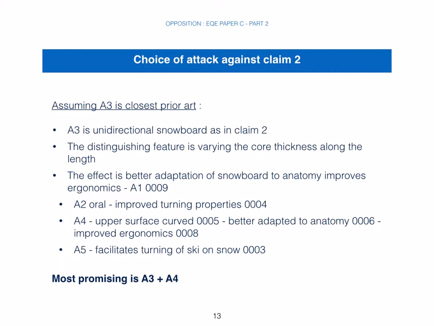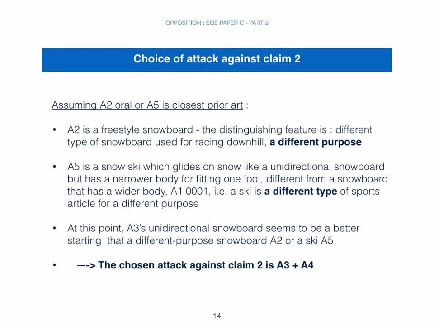Then we turn to A2 as possible closest prior art. Now we're assuming A2 or A5 is closest prior art. A2 is a freestyle snowboard, and the distinguishing feature is a different type of snowboard used for downhill racing, in other words, for a different purpose. A5 is a snow ski which glides on snow like a unidirectional snowboard, but has a narrower body for fitting one foot, different from a snowboard that has a wider body, A1 paragraph 1. In other words, a ski is a different type of sports article for a different purpose.